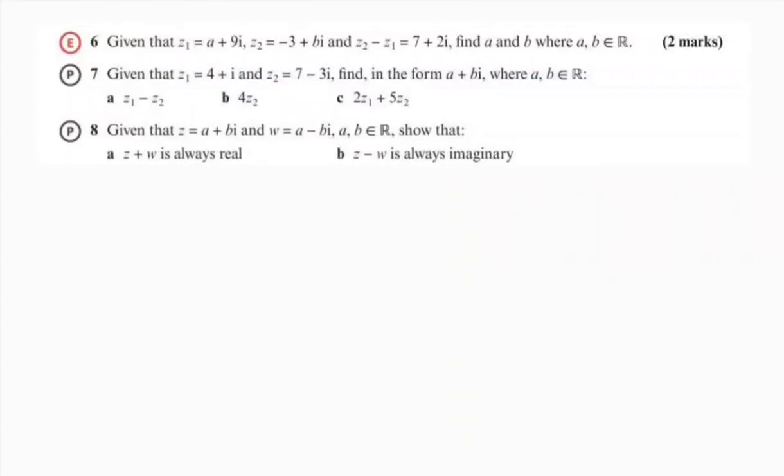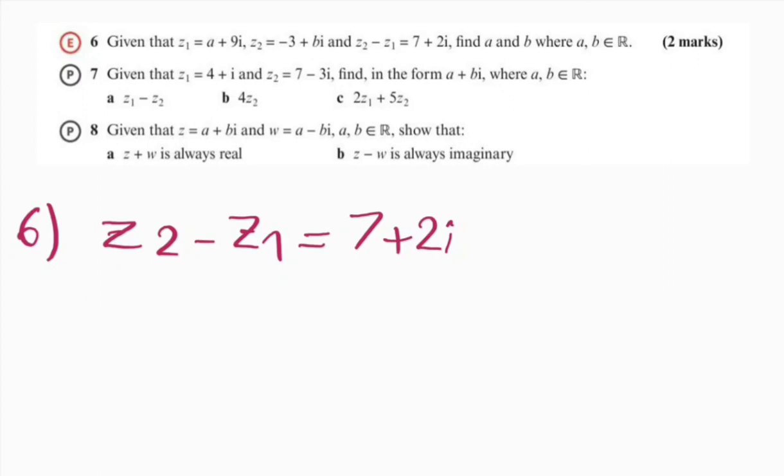This video is on exercise 1A of A-level further maths core 1, questions 6 to 8. Now in question 6, we are given that z2 minus z1 is 7 plus 2i, and we should use this in order to find the values of a and b.